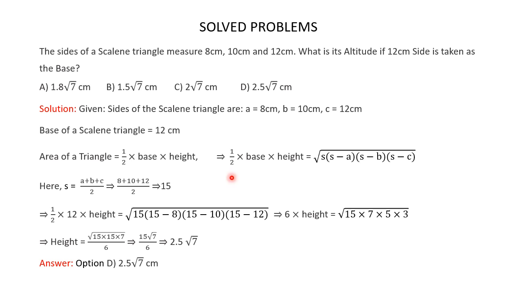Substituting all these values in the equation here, we get half multiplied by 12 multiplied by height is equal to square root of 15 multiplied by 15 minus 8 multiplied by 15 minus 10 multiplied by 15 minus 12. On solving this equation, we get height is equal to 2.5 root 7. So the correct answer is option D, 2.5 root 7 centimeters.